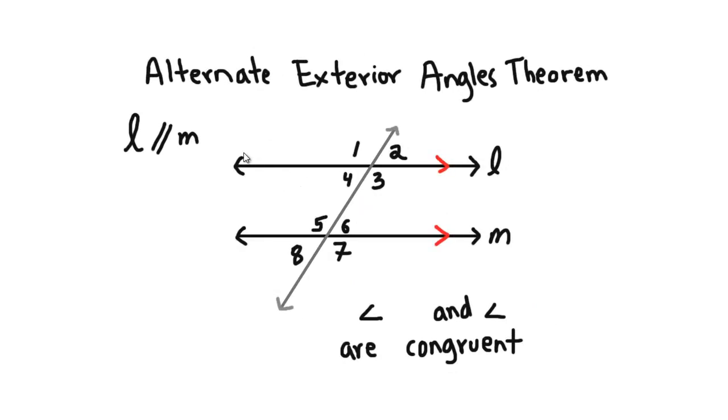Alright, we're down to our last theorem, and it is the alternate exterior angles theorem. Again, we have the same scenario. Lines L and M are parallel and we have the transversal cutting through. So we have these two alternate exterior angles, namely 1 and 7. So we can write down angle 1 and angle 7 are congruent.